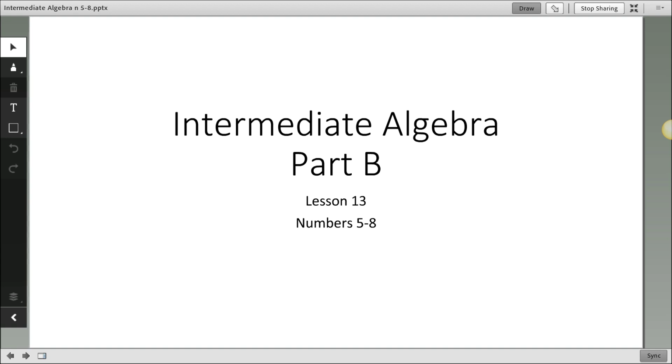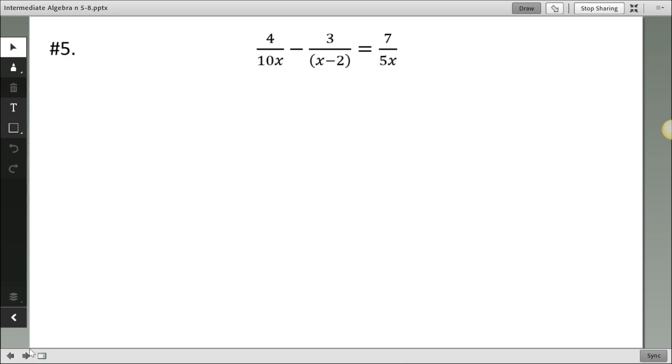This is Mr. Rowe. We're taking a look at intermediate algebra. This is part B. We're focusing on lesson 13, numbers 5 through 8. So this is a continuation of rational equations. So again, what we're going to do in all of these problems is we're going to use the LCD to make the problem simpler. And then we're going to solve whatever equation is left for the variable.